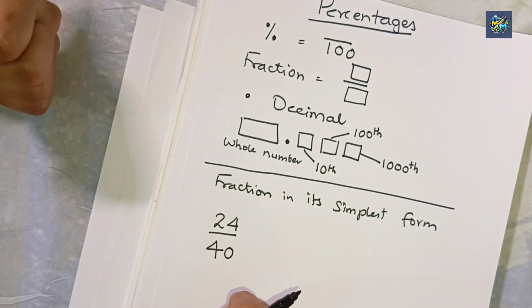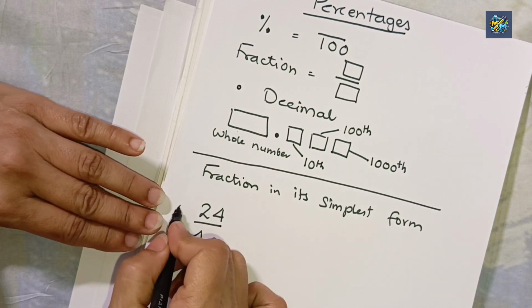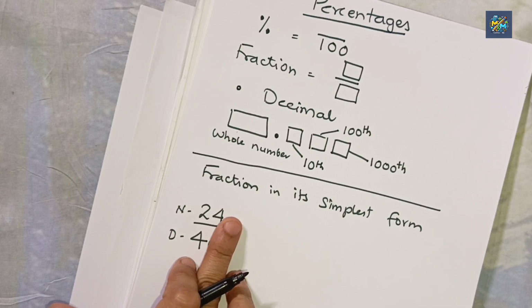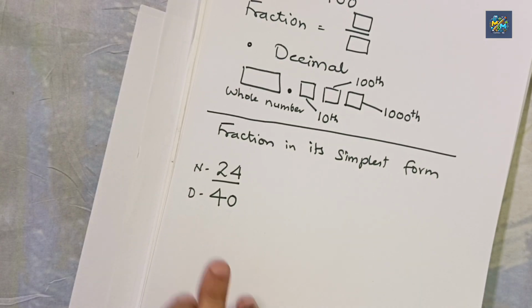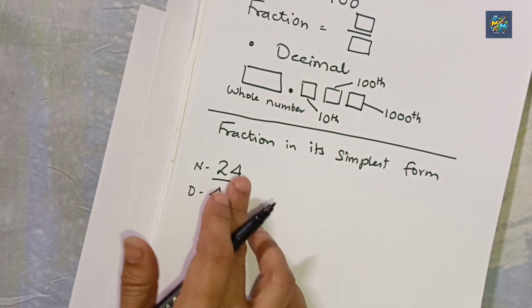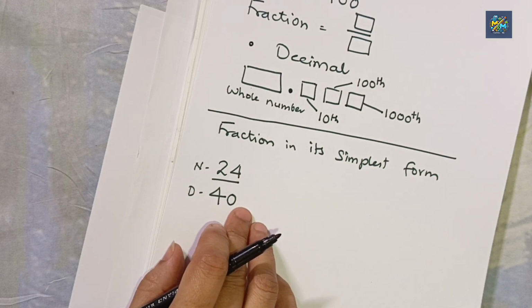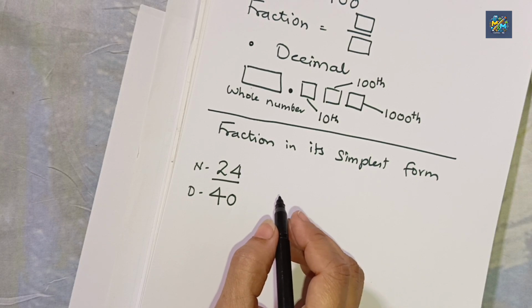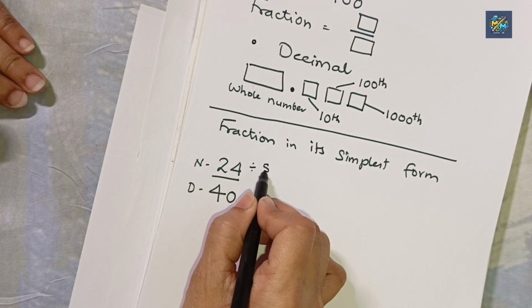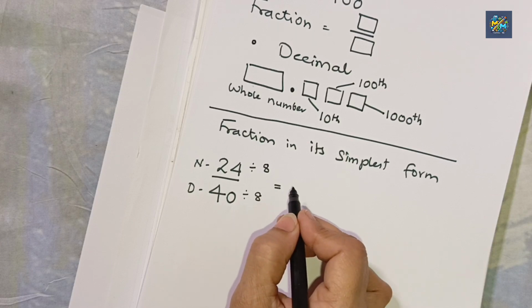I have shared on the previous page what the rule is for reducing a fraction. This is the numerator and this is the denominator. So in the numerator I have 24, and in the denominator I have 40. Now I have to think about whether there might be a table where both these numbers are part. I guess if I divide 24 by 8 and 40 by 8, let's check what answer we are going to get.